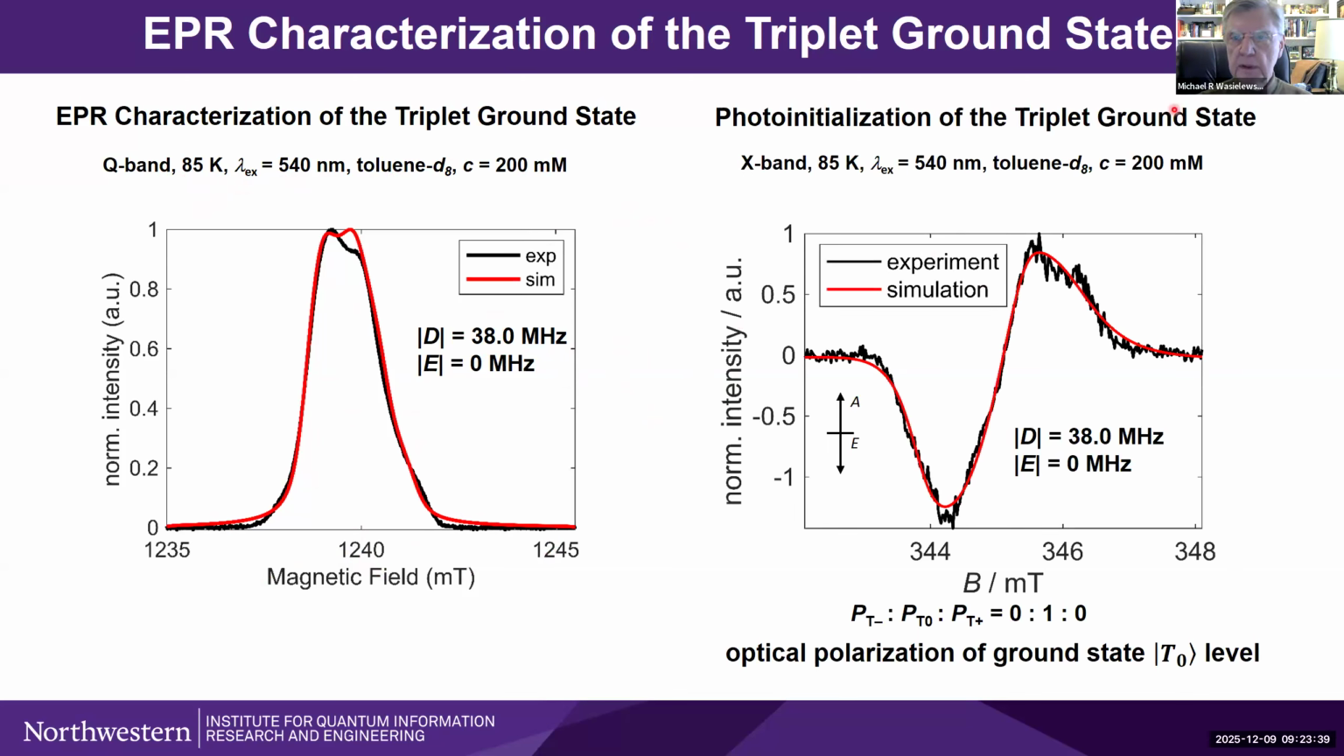Once again, if we photoinitialize the triplet ground state by photoexciting it, we get this. By using the same zero field splittings, we can simulate the spectrum again, and that simulation once again gives us an indication that we have a polarization of the T0 level as well in the ground state.